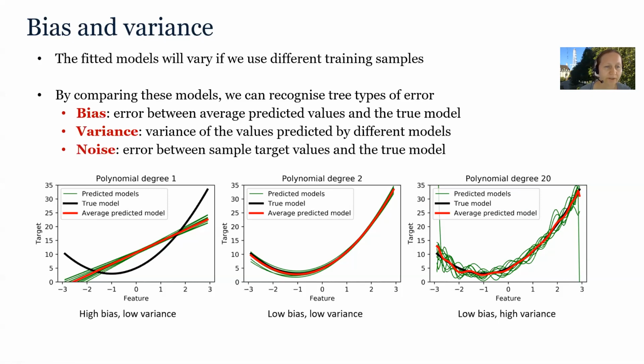There is a third type of error as well, and this is called noise. And this is the error between the sample target values and the true model. So this is a type of error that we cannot remove from the data, from the fit, because this noise is present in the data. But if we fit the model really well, then the residual error should be equal to the noise level.